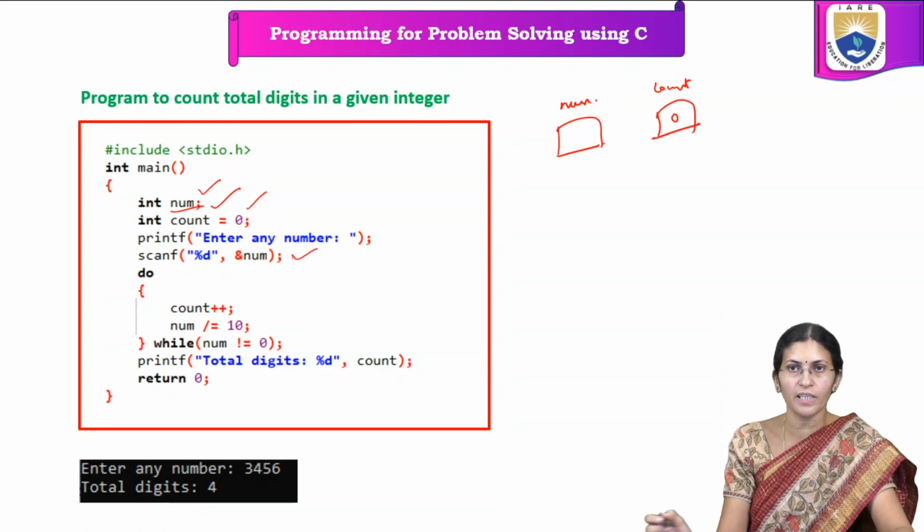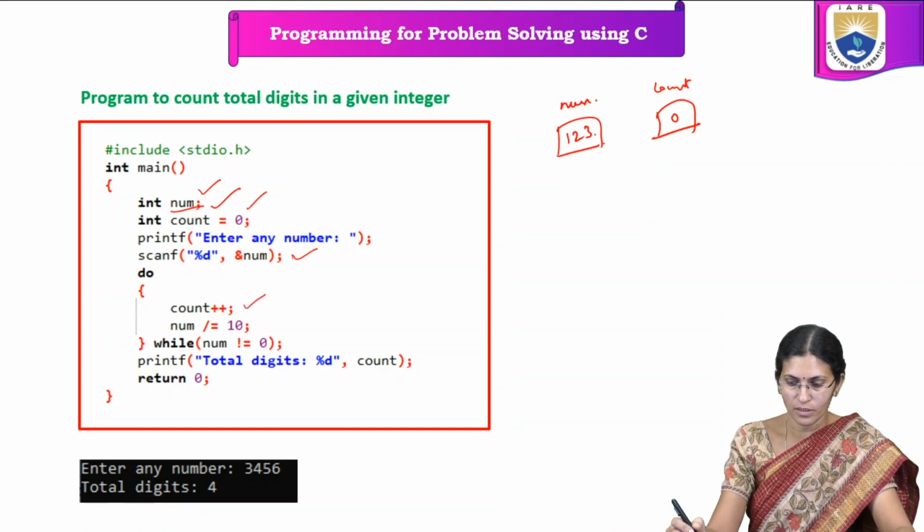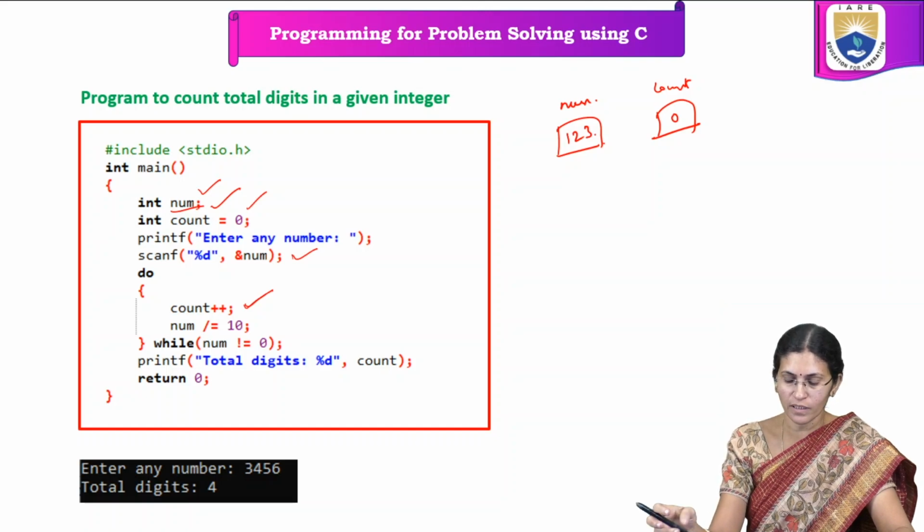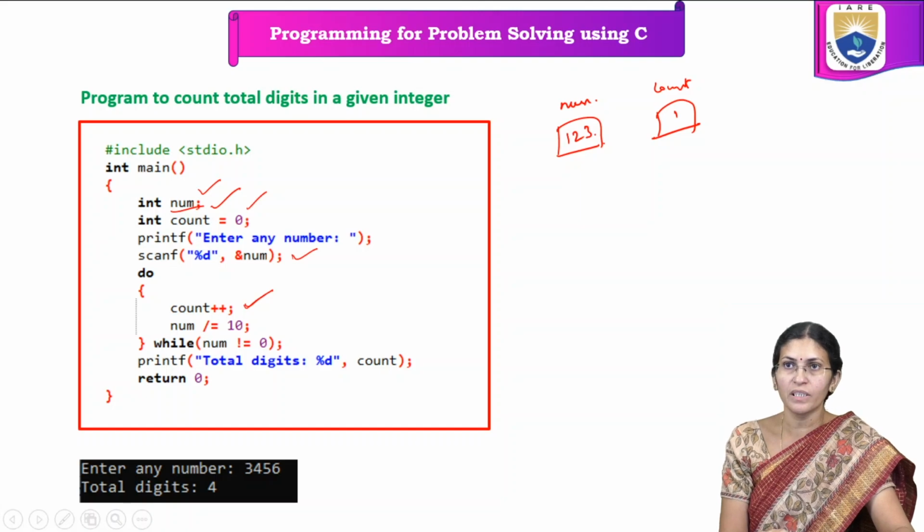Now with the help of scanf function, num variable can be used to hold some number. Suppose 1, 2, 3 we are giving. So next we are using do while loop here. So inside this do while loop, we are incrementing the value of count. Now when this statement is executed, count value is incremented by 1.